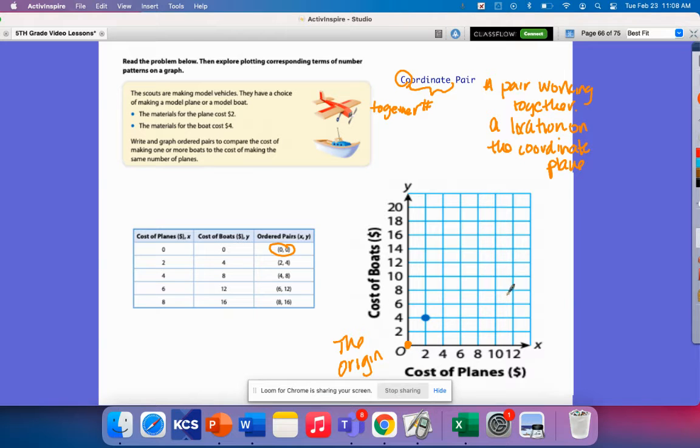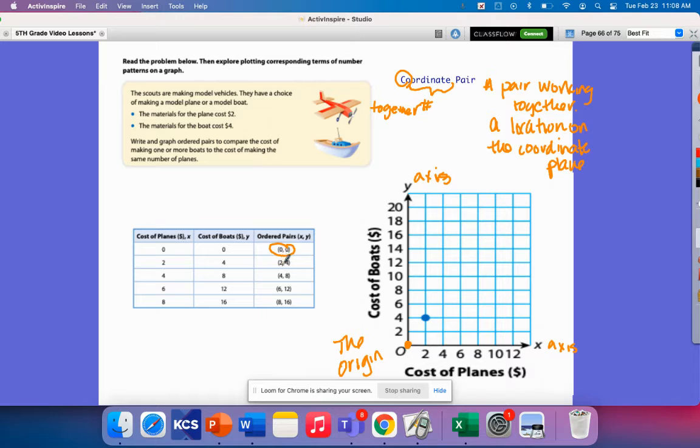Okay. Now we're going to take these ordered pairs and graph them. Recall that we have an X value and a Y value. The cost of the planes was our X, the cost of boats was our Y value. So the X values are represented here on our X axis, and our Y values are represented on the Y axis. So we are going to plot these ordered pairs that we have.